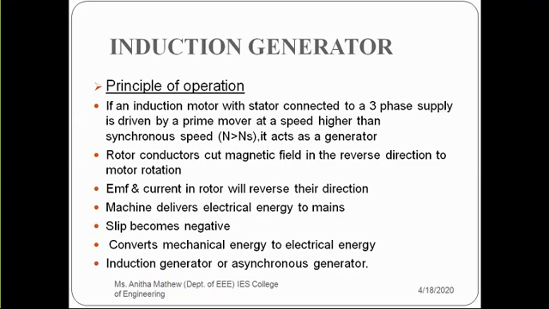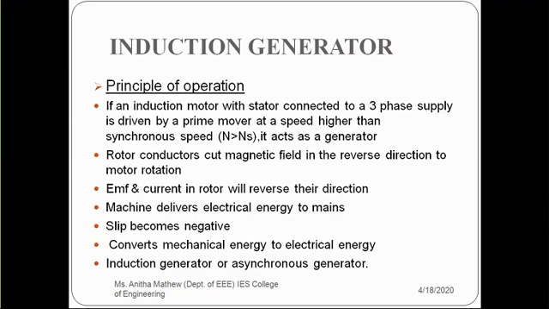Since the rotor conductors cut the magnetic field in a reverse direction, what will happen? The EMF and current also reverse their direction. When EMF and current reverse their direction, what will happen? The machine delivers electrical energy to the mains, instead of taking it from the mains. Then what will happen?